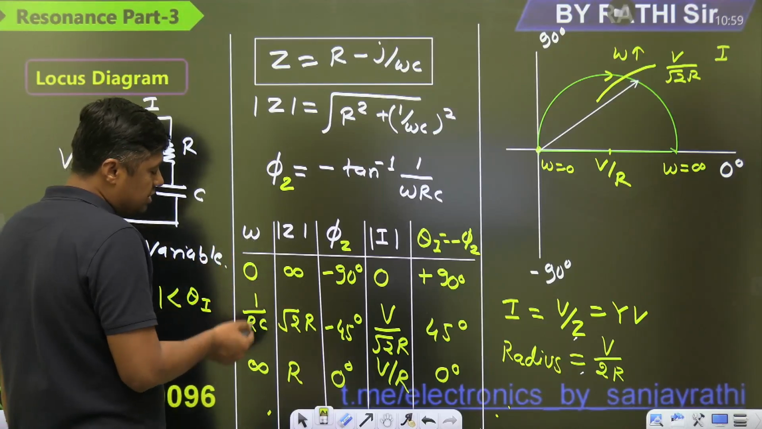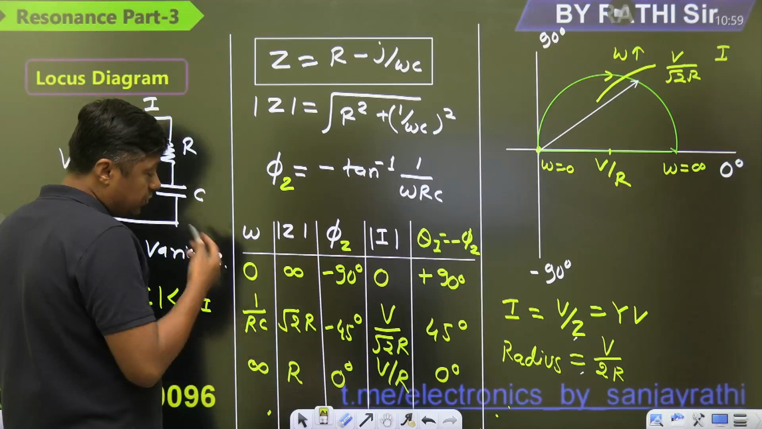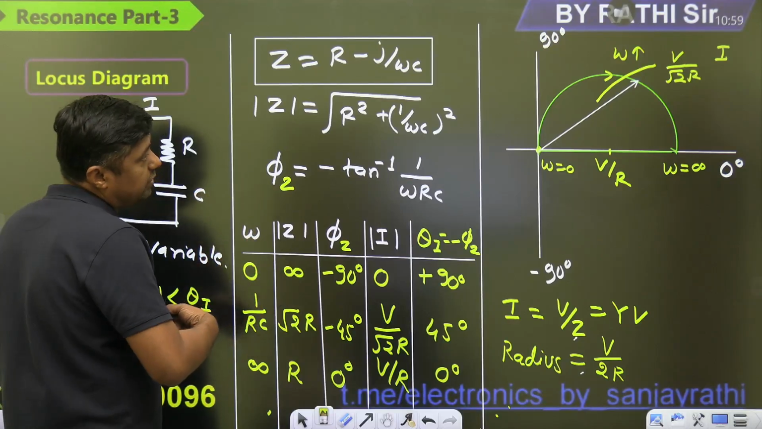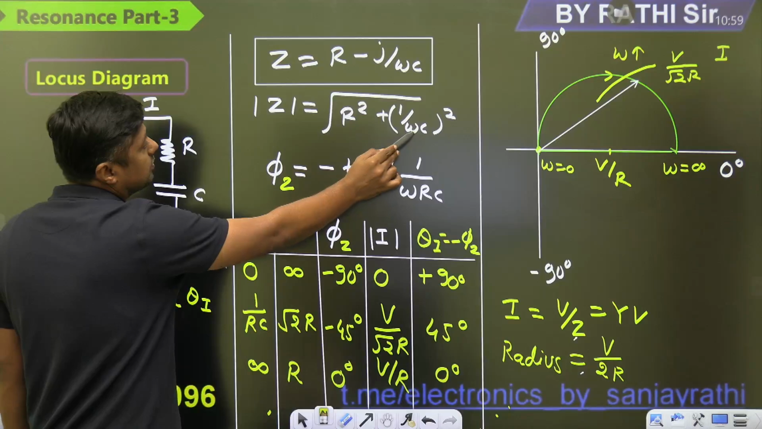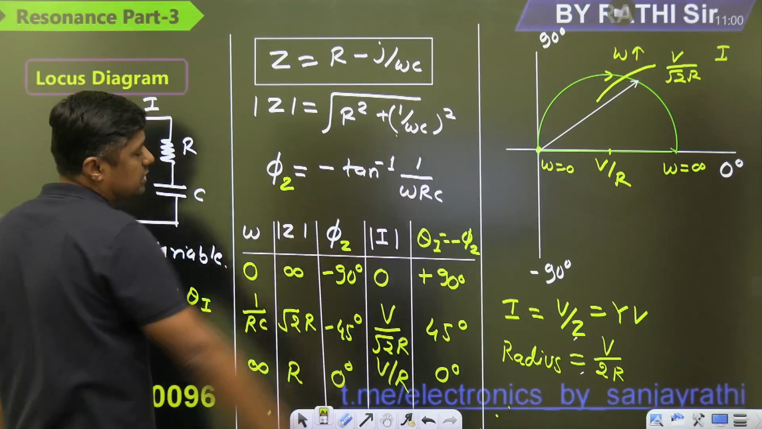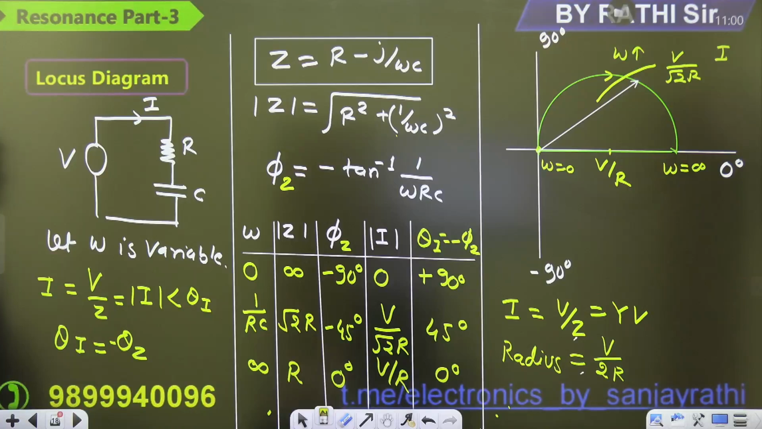It is 1 by RC, it is omega, it will become 1 by omega R only. Whether we are going to vary the omega or we are going to vary the C, we are going to get the same type of plot, because it is in same position, omega or C. We can vary omega or we can vary what? C. So there is an assignment, draw the locus diagram when the C is variable. You will get the same result.